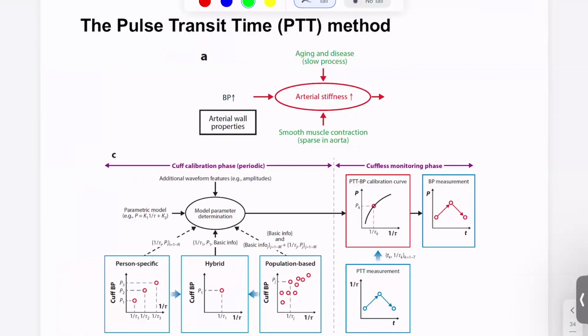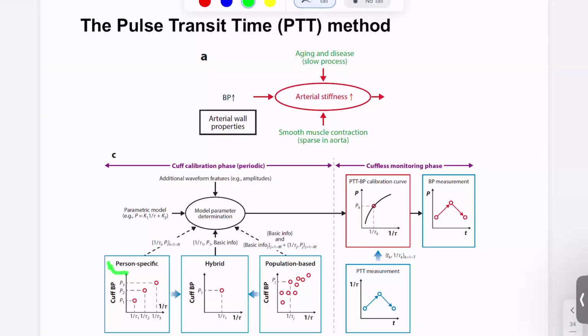So the K1 and the K2 are different. They differ by people and also differ over time because your arterial stiffness will change over time because of aging and disease. So that means PTT requires calibration. To get really accurate results with PTT, you have to do calibration. So there are different calibration methods.